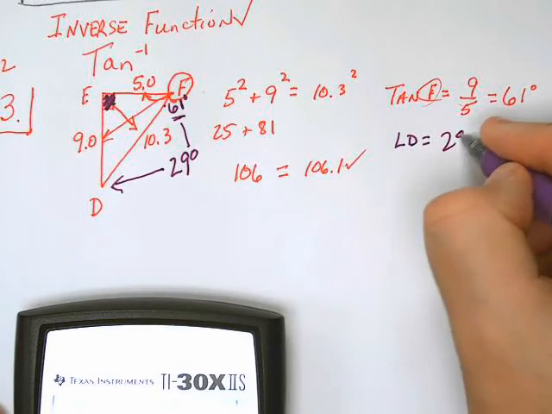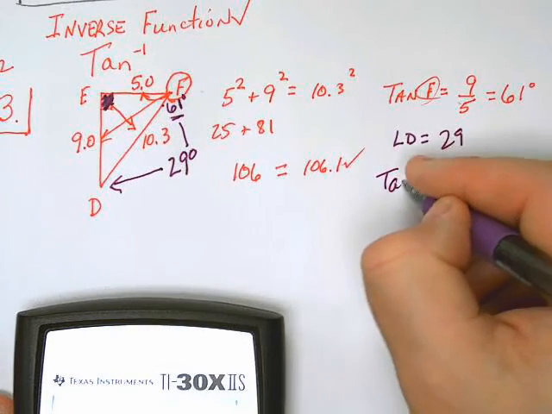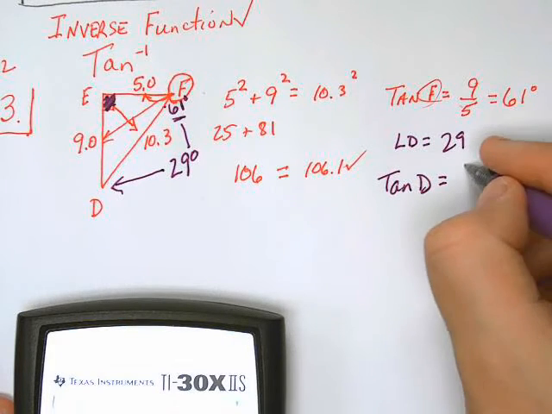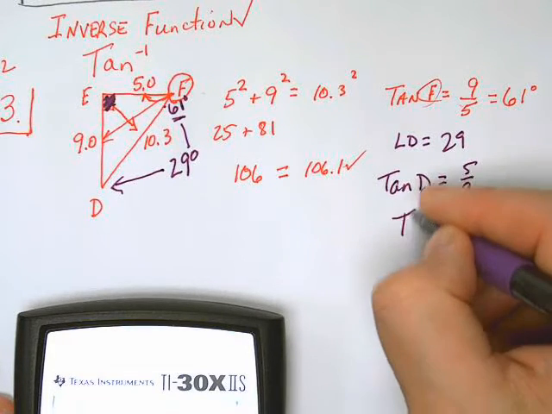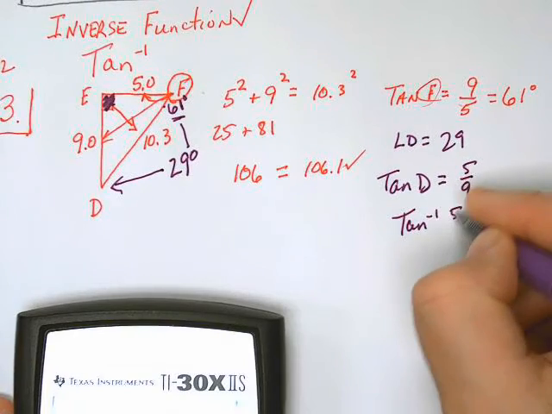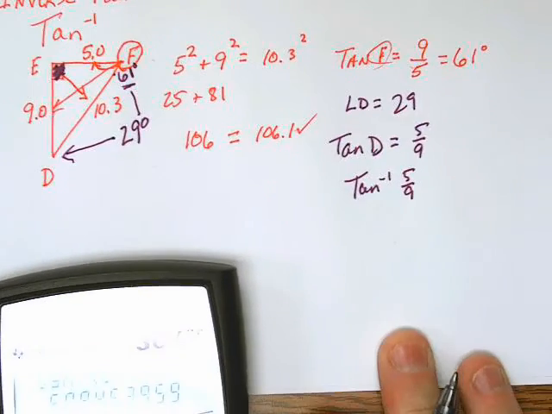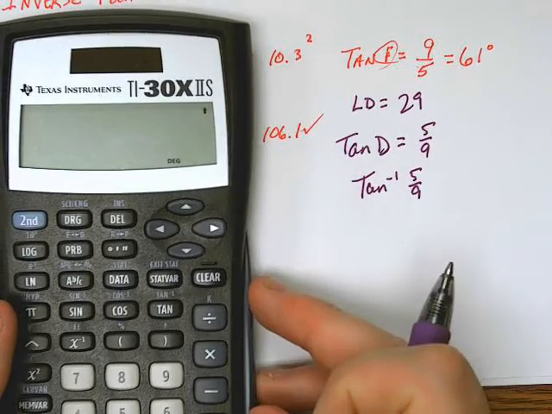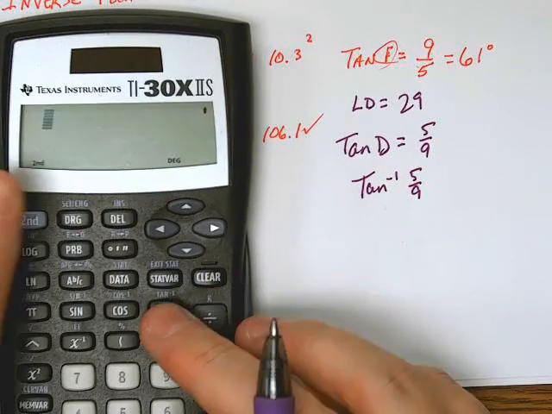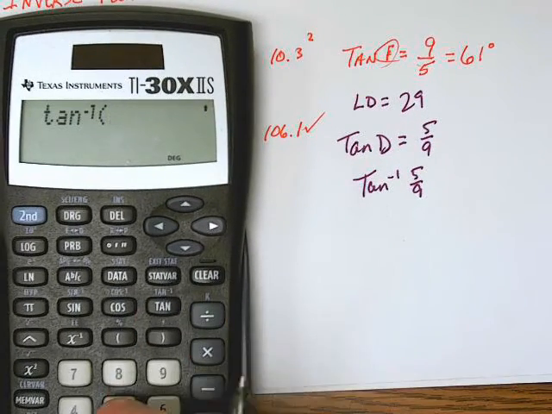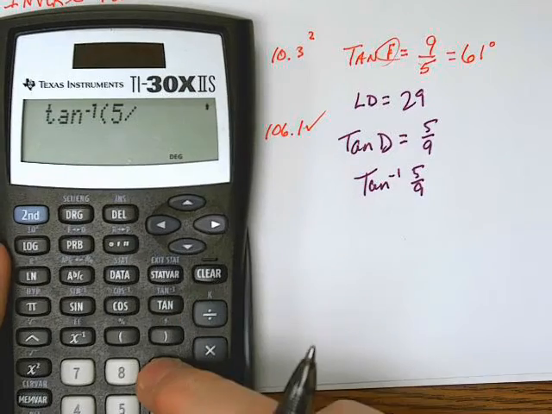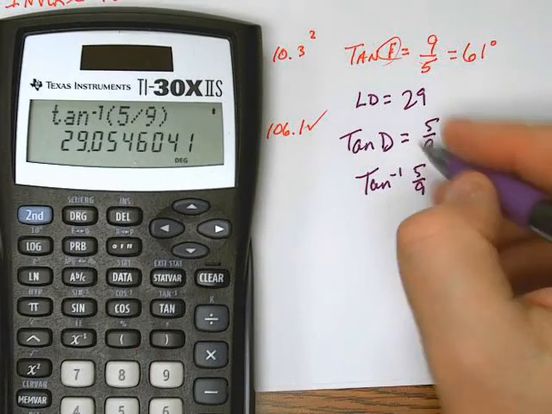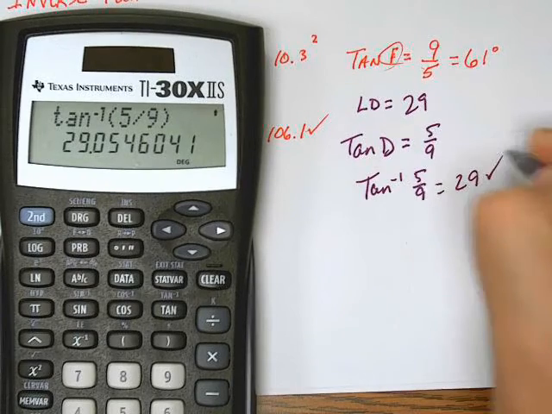Angle D is 29 degrees. Let's confirm, though. We're going to go tangent of D is equal to 5 over 9. So I go inverse tangent of 5 over 9. That's what the math is that I'm working on. Clear from the calculator. Second tangent, 5 divided by 9, parentheses, boom, 29 degrees. Check.